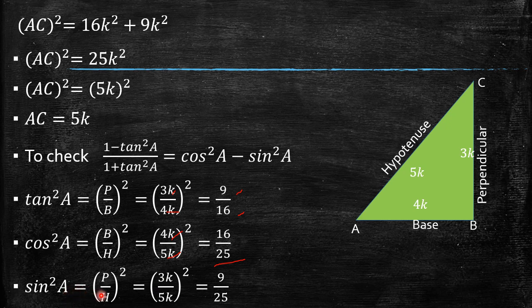Next, sine square. Sine square is the square of sine A. You can say perpendicular upon hypotenuse. Perpendicular is 3K upon 5K. Again K cancels down. 3 square is 9 and 5 square is 25. So it is also 9 upon 25. We get all the three values. Now use these values in this given identity or equation.